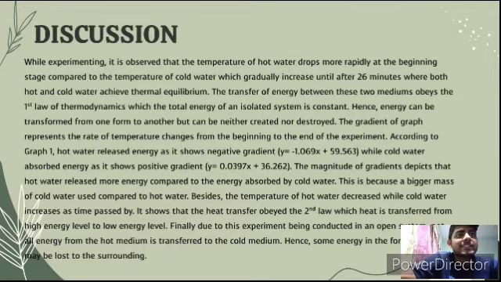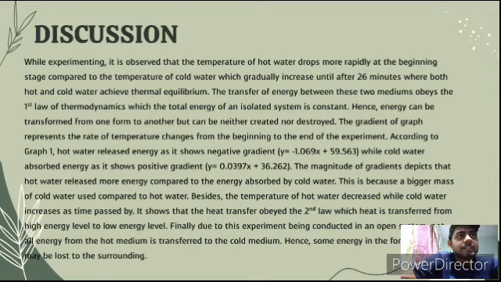For the discussion part, while experimenting, it is observed that the temperature of hot water drops more rapidly at the beginning stage compared to the temperature of cold water, which gradually increases until after 26 minutes, where both hot and cold water achieve thermal equilibrium. The transfer of energy between these two mediums obeys the first law of thermodynamics, which states that the total energy of an isolated system is constant. Hence, energy can be transformed from one form to another, but can be neither created nor destroyed.